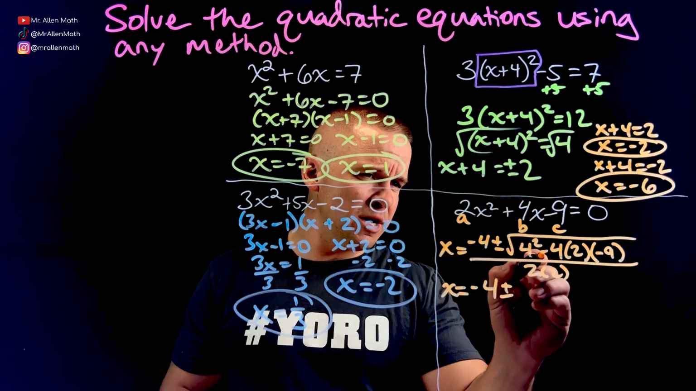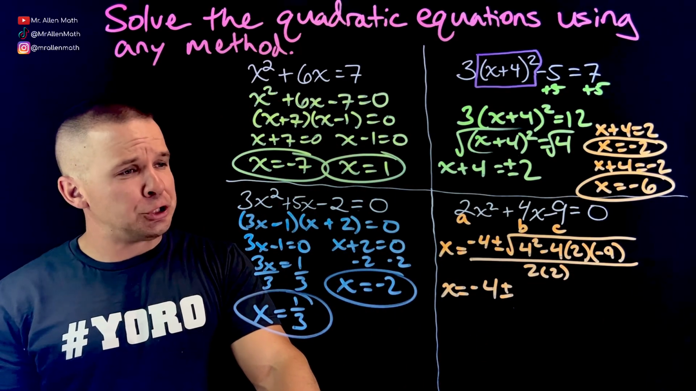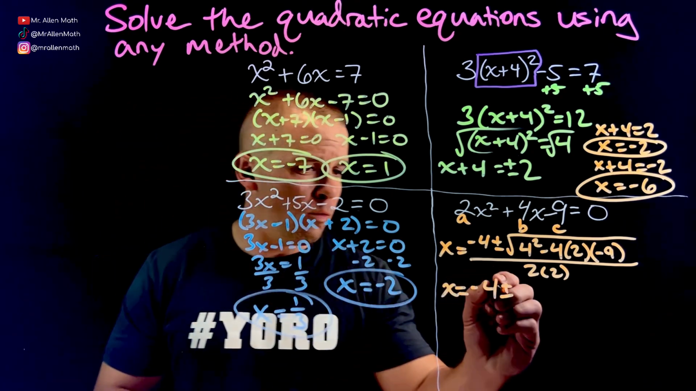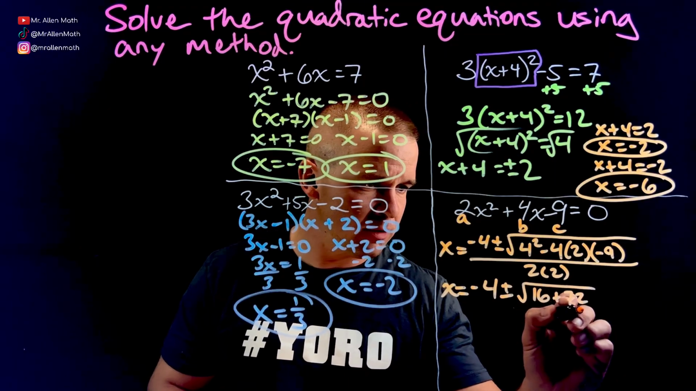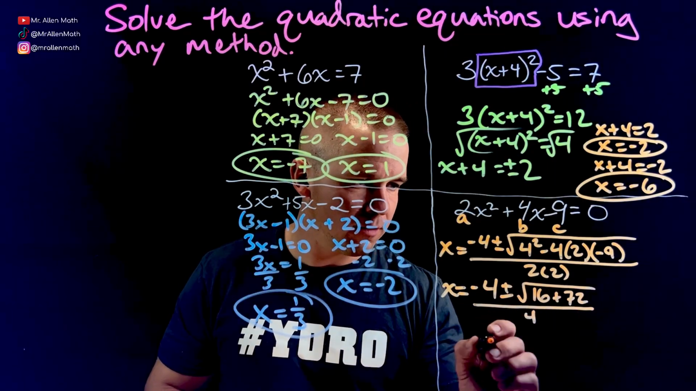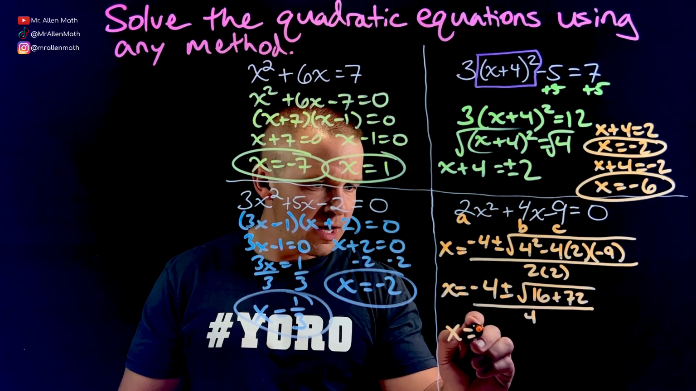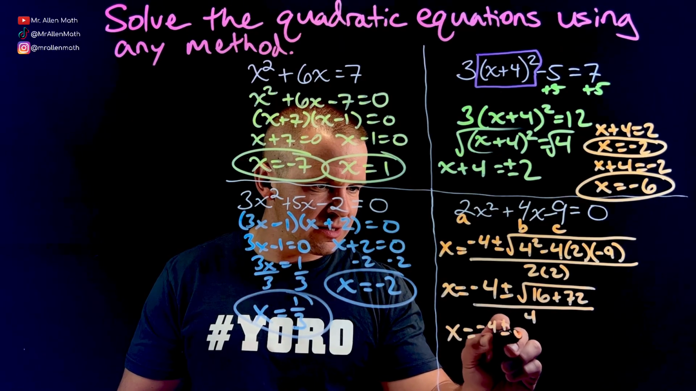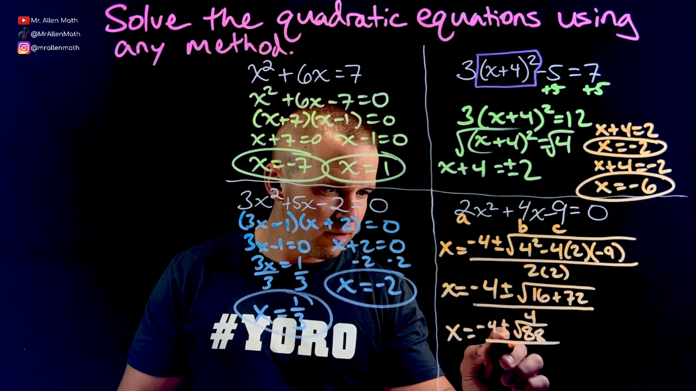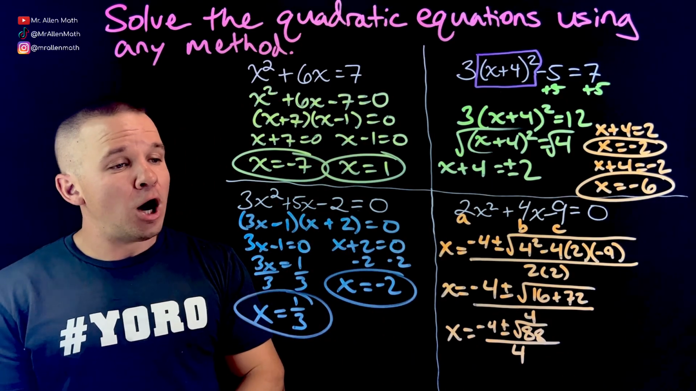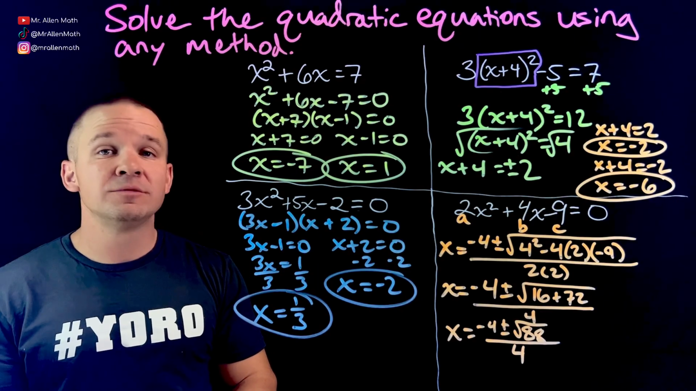We got ourselves, let's see here, 4 times 2 times 9. That's going to be 72, right? Okay. So what we've got now is, let's see here, 16 plus 72 all over 4. Okay. And then let's see, we got, oh boy, hopefully don't run out of room, equals -4 plus or minus the square root of, that's 88, right? 88 over 4.